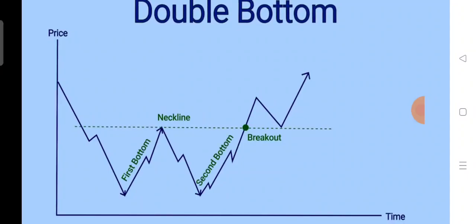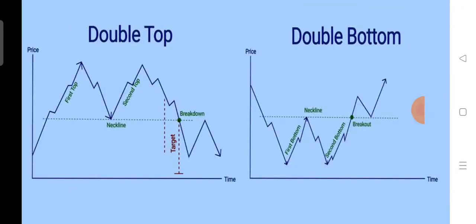Now, both in the case of double top and double bottom, the target of the move is the distance between the high of these two similar highs and the horizontal line, and in the case of double bottom, the lows and the horizontal line. Once there is a breakdown from the horizontal line in the case of double top, the target is that distance measured earlier, and in the case of double bottom also, once the breakout is there, the target is the distance between the neckline and the bottom.